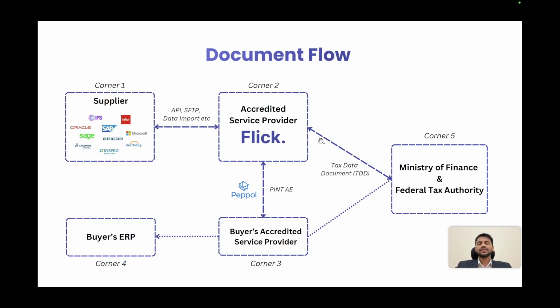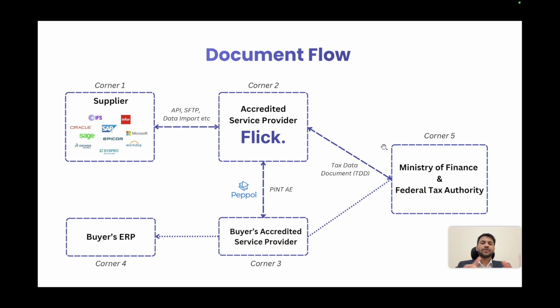From the FTA side, we will receive an acknowledgement, and from the buyer side also we will be receiving an acknowledgement that they have received this particular invoice from your side. So the buyer's accredited service provider also has to report this same transaction to the Ministry of Finance. They have to send this document to the Ministry of Finance saying that they have purchased this document from this supplier and these are the tax details.